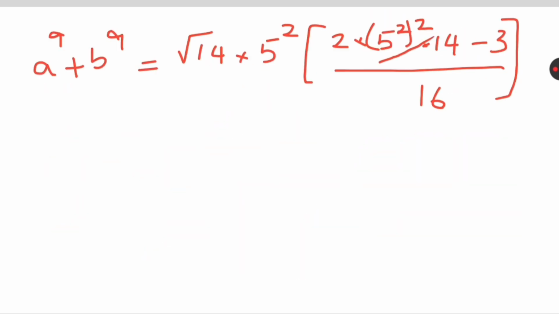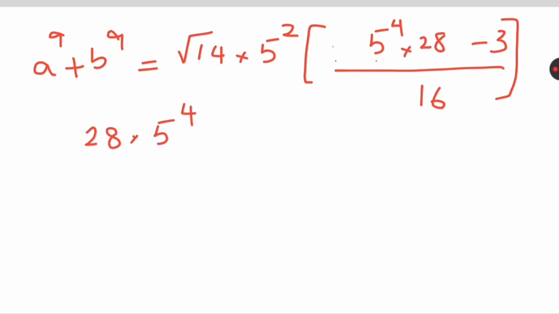This 5 raised to power of 2 whole raised to power of 2, if you multiply, you will get 5 raised to power of 4. And 2 times 14 gives 28. What we have is 28 times 5 raised to power of 4. 5 raised to power of 4 is nothing but 625.